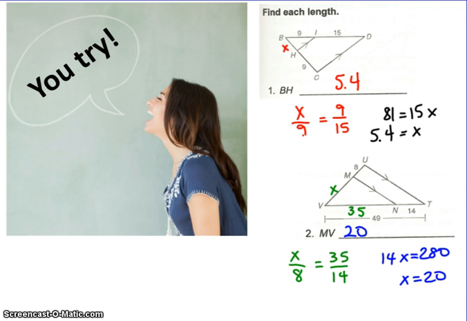Alright, so what we have here is we're missing side BH. So I did x over 9 equals 9 over 15, cross multiply, and then divide by 15 to get 5.4. Over here we have the full side length 49, so I subtracted 49 minus 14 to get 35. So it's x over 8 equals 35 over 14, cross multiply, I get 14x equals 280. So x must be equal to 40. Or excuse me, 20. I don't know where I said 40 from. But it is 20.